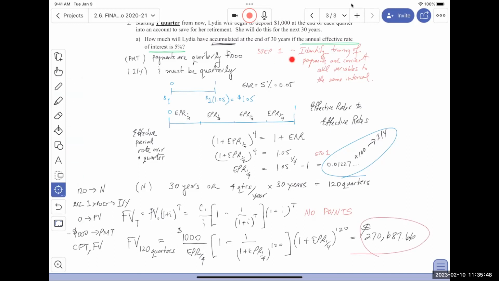So notice I say step 1, but I don't say step 2 or anything here. Just step 1 is the most important. Identify the timing, convert everything. And then you can apply the formulas.